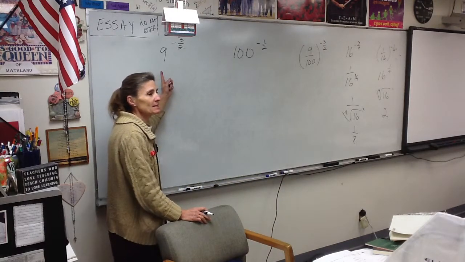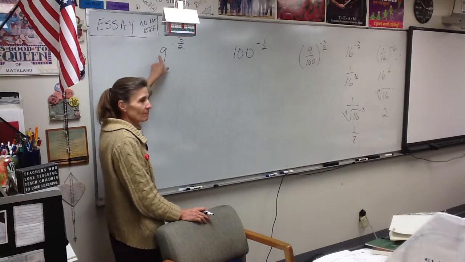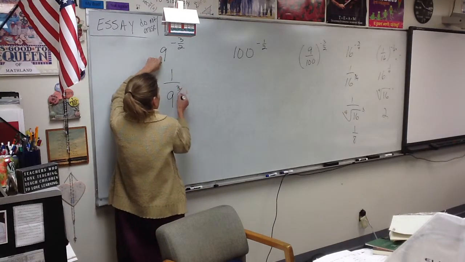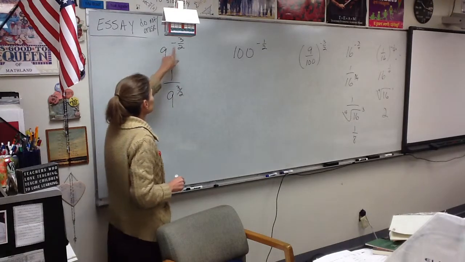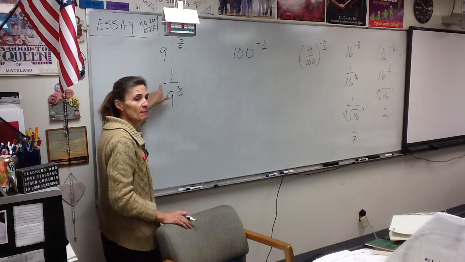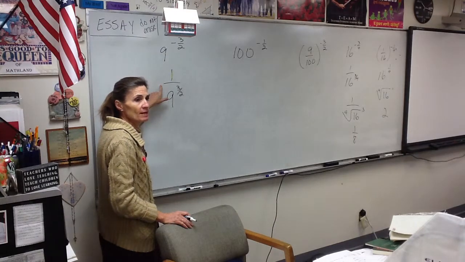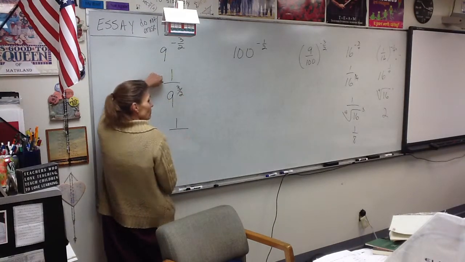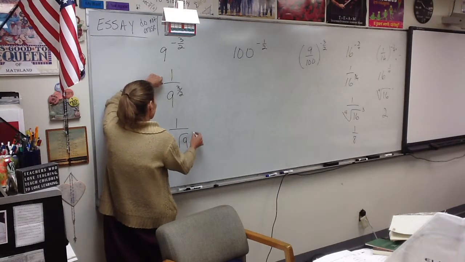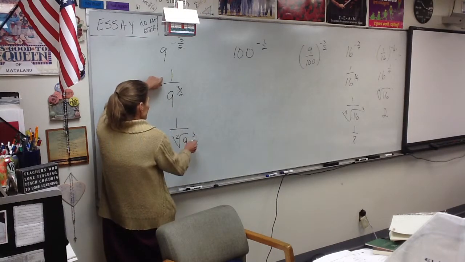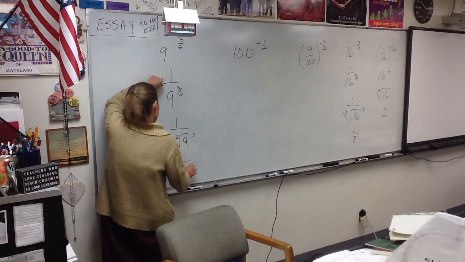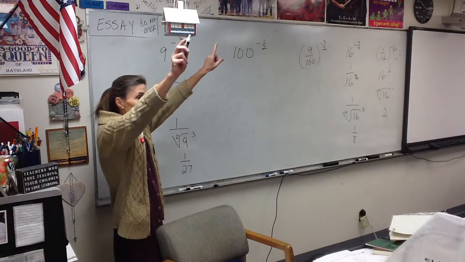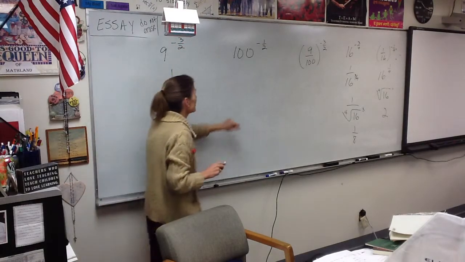Okay. Here we go. Let's look at the first one. What did you do first? I hope you said 1 over 9 to the 3/2, because the negative exponent tells you it's going to be a flip. Then I hope you said, ooh, a fractional exponent. That means a radical, the square root of 9 cubed. How many of you said 1 over 27? Did every table get 1 over 27? Yes. Good.